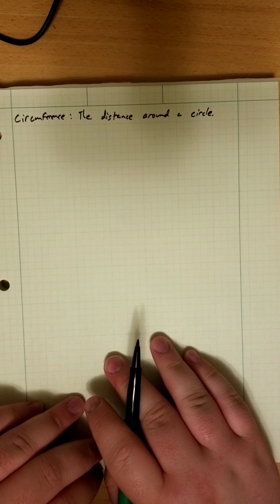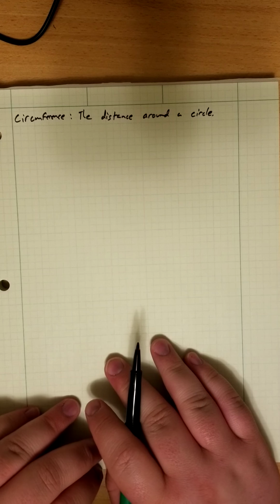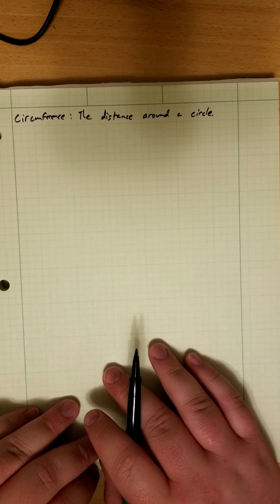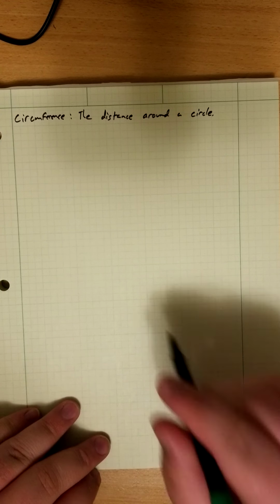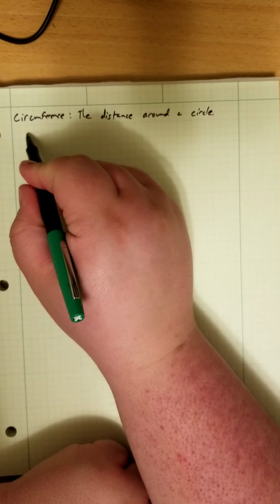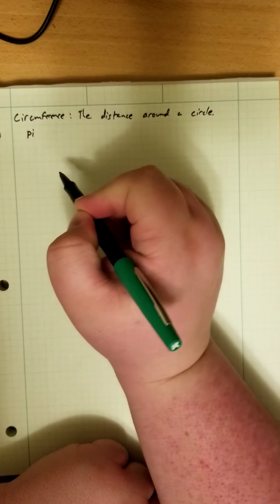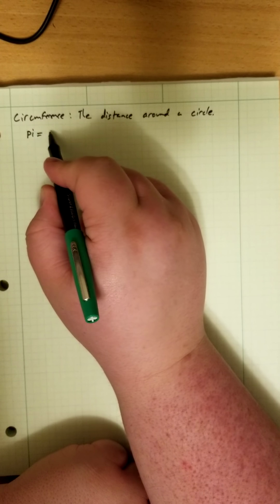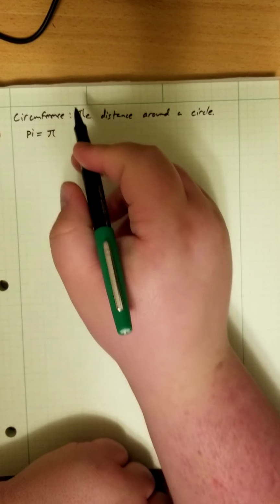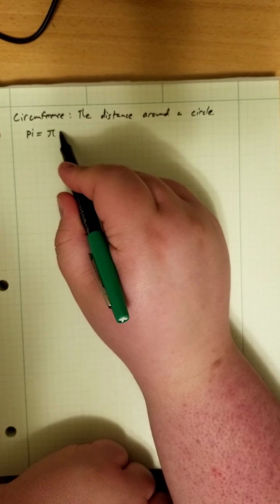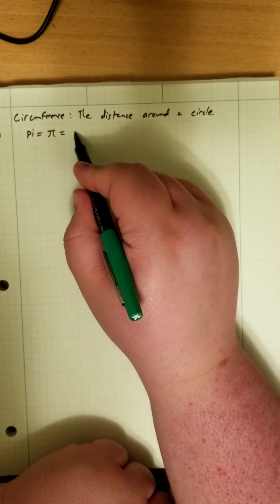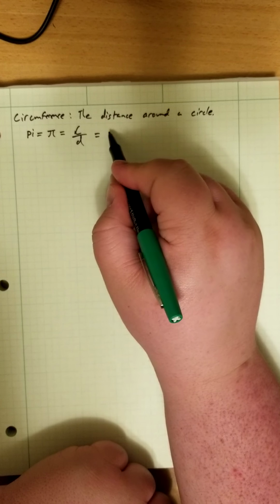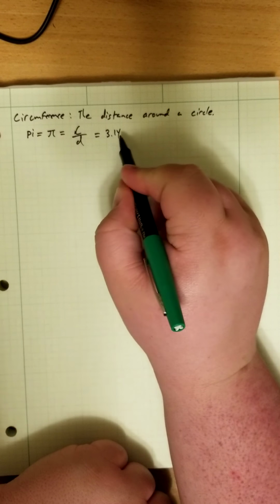That is called the circumference. And the circumference and the diameter have a special relationship where pi, that's the Greek letter pi, looks like that. That is the ratio of the circumference divided by the diameter, which is approximately 3.14.